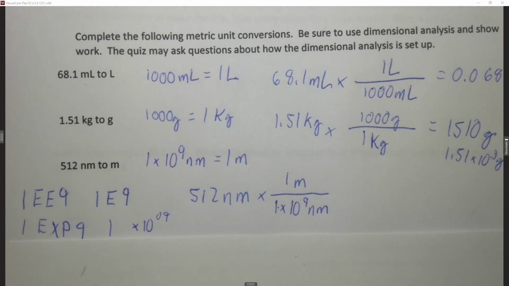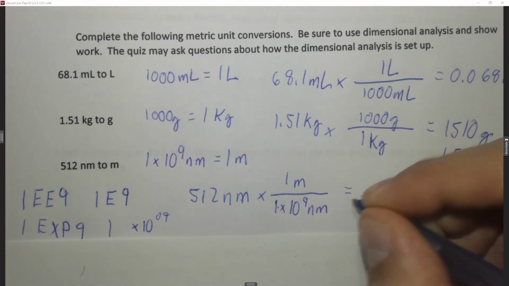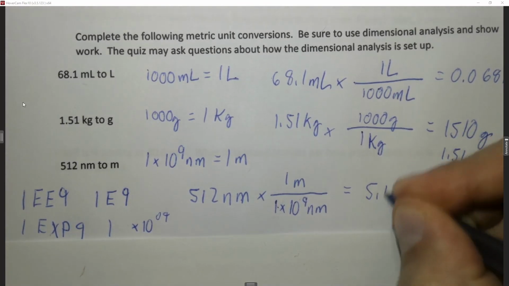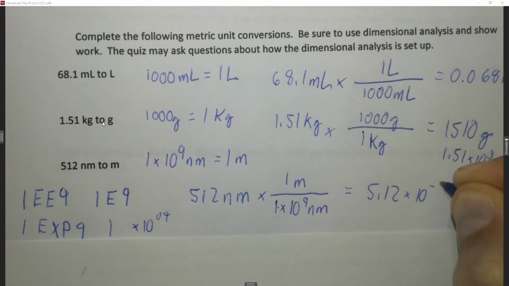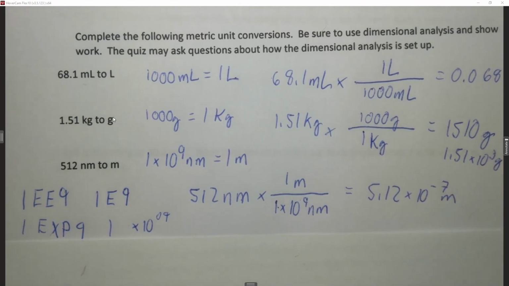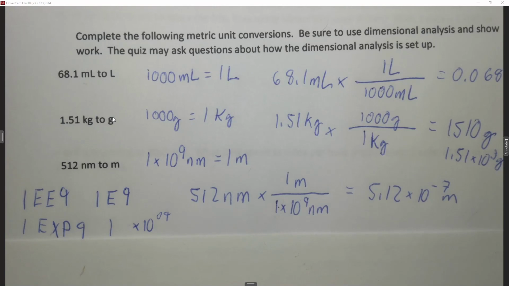So that's basically that. And when you do this, what you find is that you get 5.12 times 10 to the minus 7 meters. So this is how we can convert metric units. By knowing the equality, we can turn it into a conversion factor. In all cases, the unit we're trying to get rid of is on the bottom, and to solve, multiply by the top, divide by the bottom. If it's a 1, you don't have to bother with multiplying or dividing by 1.